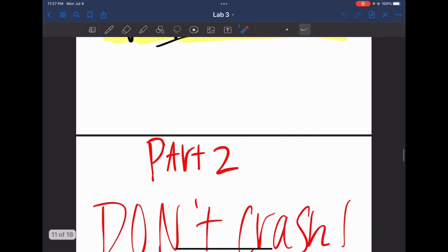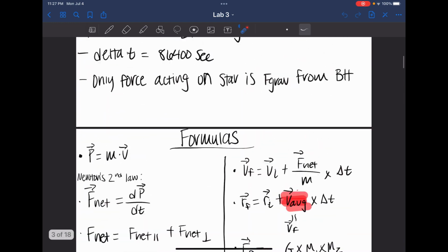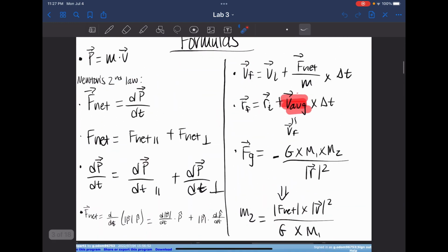The only difference between F net parallel and F net and dP, the change in momentum, is that we calculated this one, but we deduced this one.